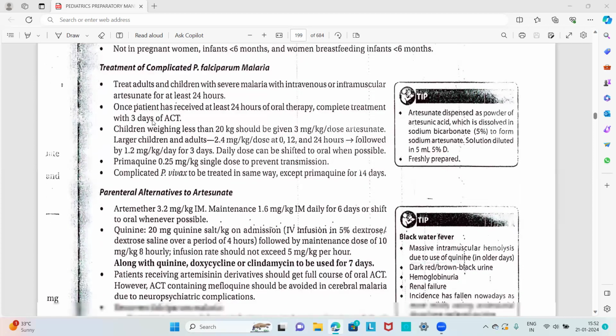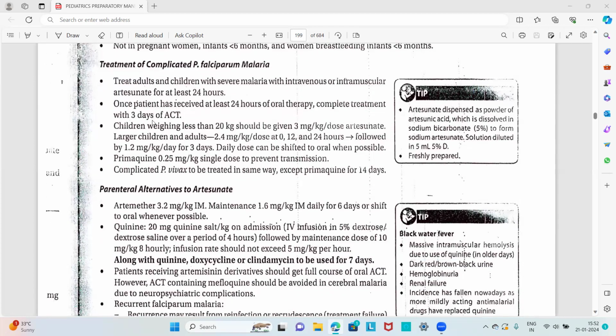Then treatment of complicated Plasmodium falciparum malaria. Treat adults and children with severe malaria with intravenous or intramuscular artesunate for at least 24 hours. Once the patient has received at least 24 hours of parenteral therapy, complete treatment with 3 days of artemisinin combination therapy. Children weighing less than 20 kilograms should be given 3 milligram per kilogram per dose artesunate.